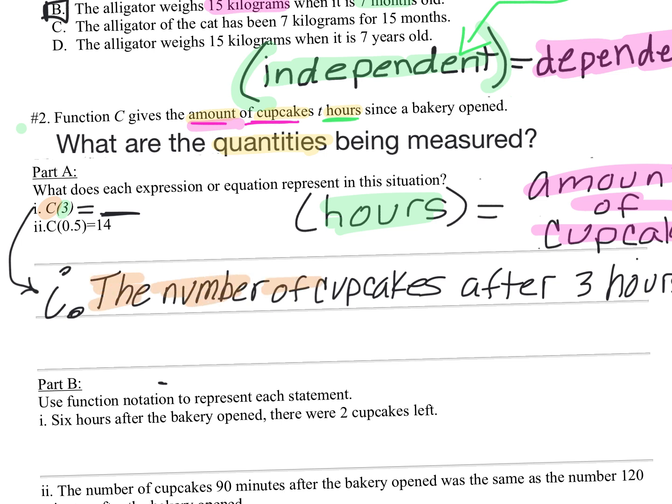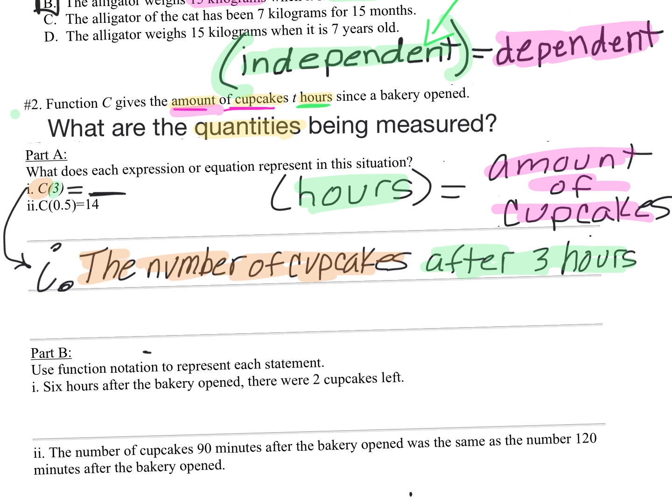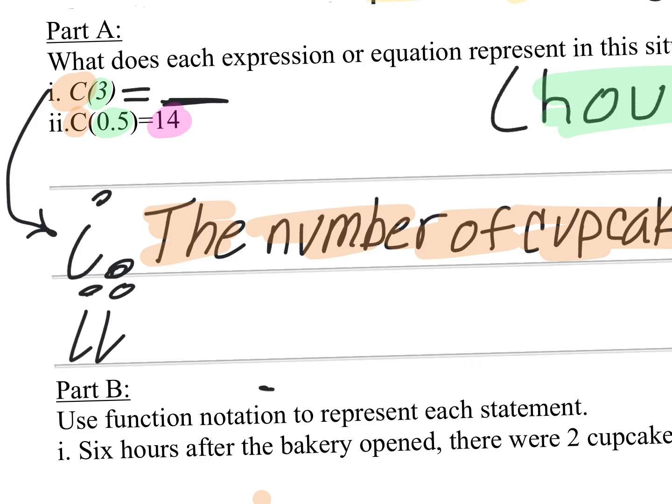The number of cupcakes to represent that C that's in the front, after 3 hours to represent the 3 that is inside of the parentheses. Now, we can't write a complete sentence because we don't know how many cupcakes. So that's why this is not a complete sentence or a complete thought. But the second part does have all 3 parts. So this will represent a full sentence.